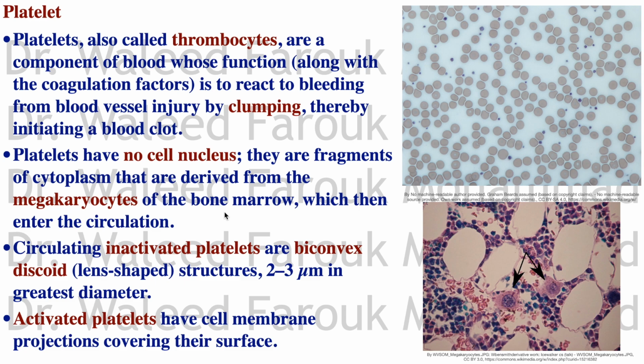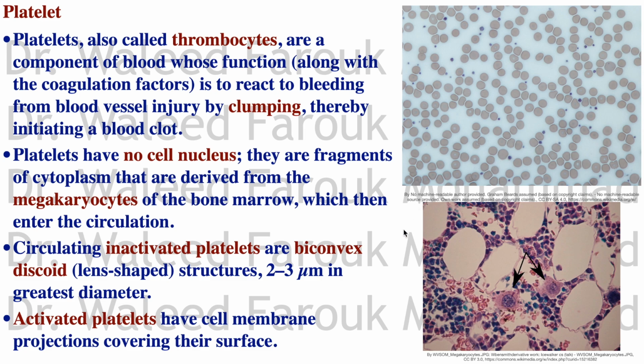Actually, they are fragments from a bigger cell called the megakaryocyte present in the bone marrow, and you can see a couple of megakaryocytes here in the bone marrow. After being released from the megakaryocyte, it enters the bloodstream, where it appears on a blood smear as dark spots, as you can see here. These are the platelets.